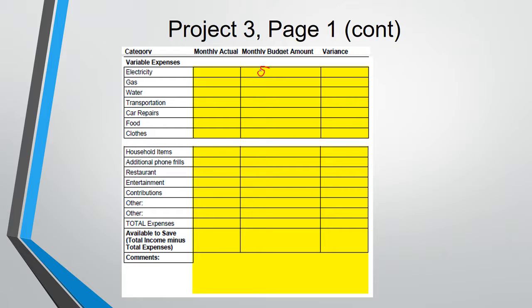If you budget more, then it's better for you. You don't want to budget less than what you actually spend, because then you don't know where to get the other money from. So let's say I budget for electricity $300 every single month.